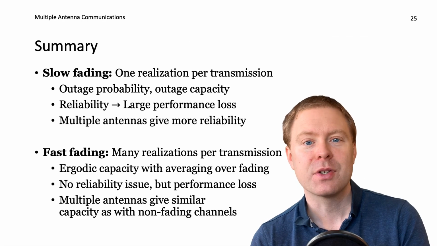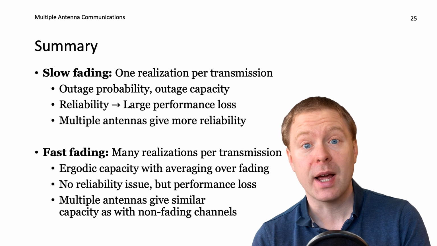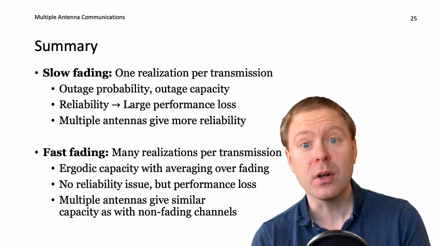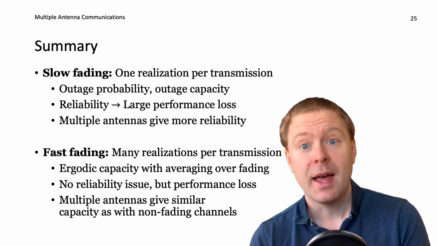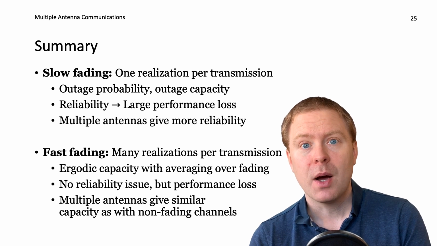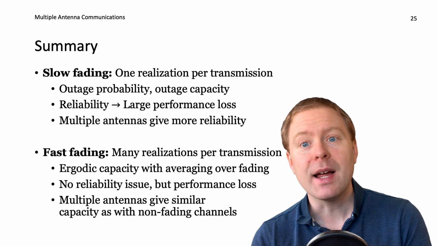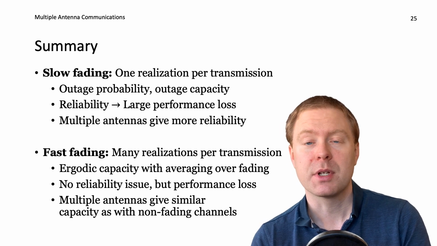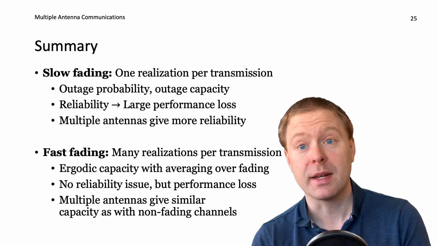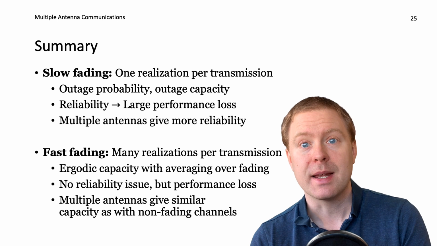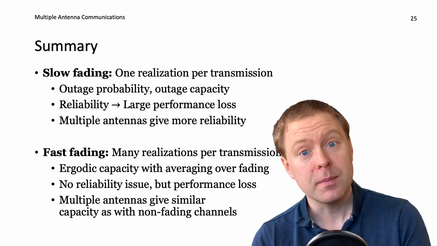In this video we have considered how to communicate over a fading channel in 2 canonical cases. In the slow fading case, we see one random realization of the channel throughout our transmission, and then we can define things such as the outage probability and the outage capacity. And we saw that in order to get reliable communication, there is a large performance loss in terms of the number of bits per second that we can deliver. However, we can use multiple antennas to get a better reliability in the system.